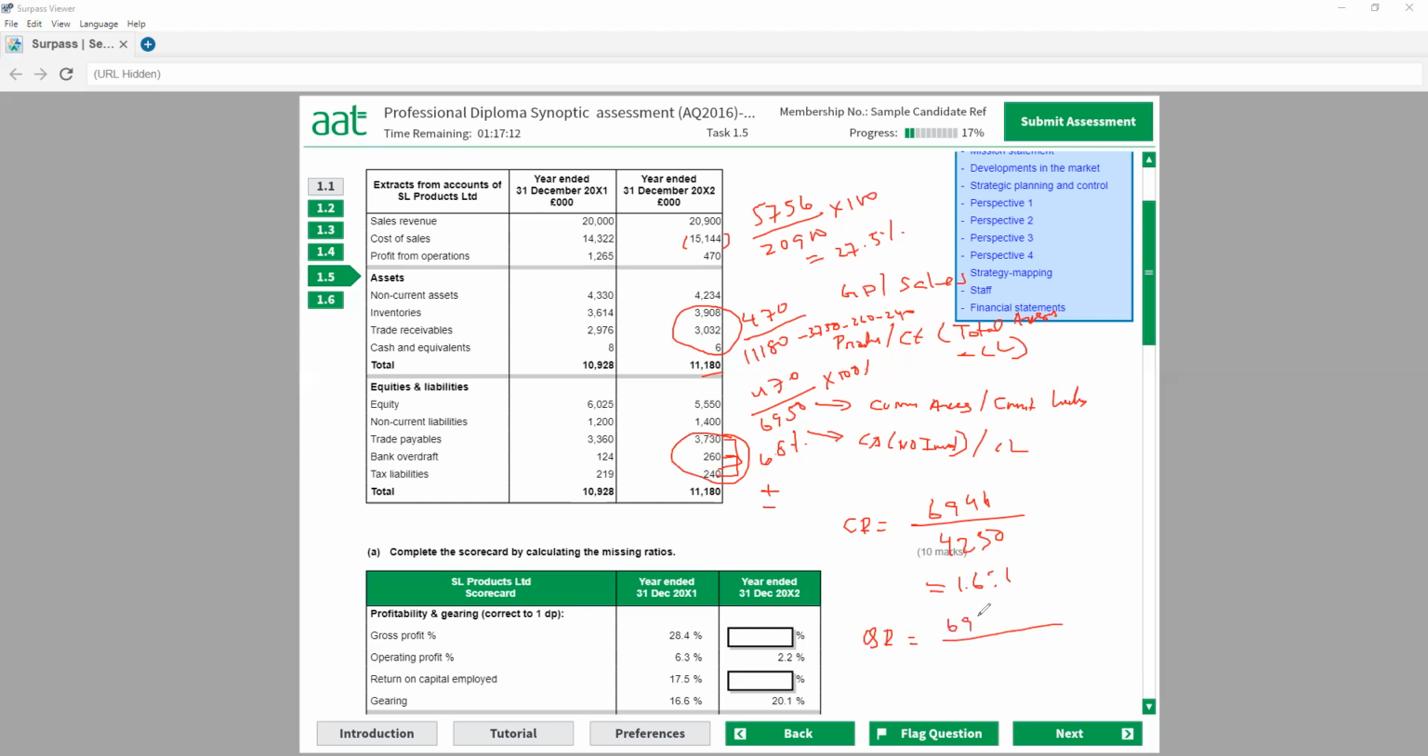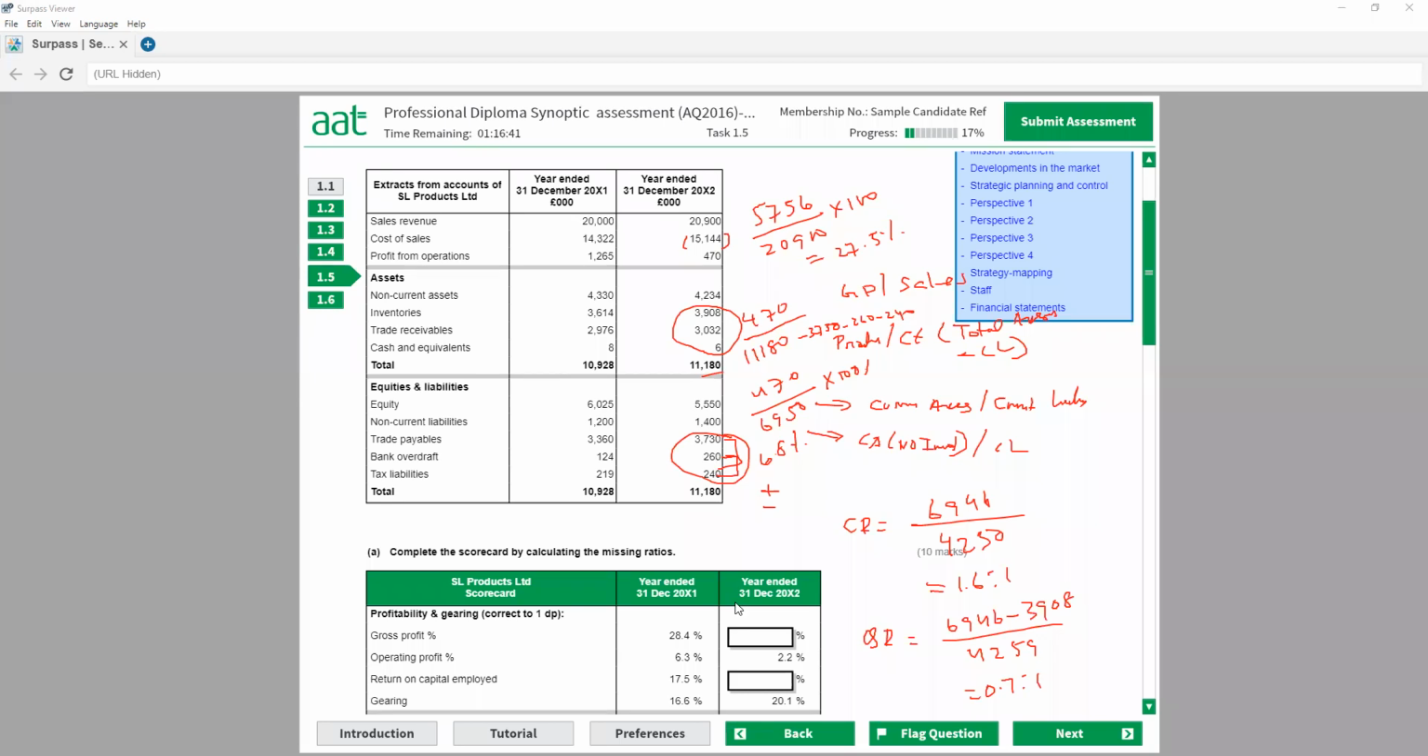And for the quick ratio, this time I'm going to minus the inventory. So 6946 minus the inventory, 3908, and the current liability is the same anyway. So 6946 minus 3908 divided by 4230 gives me 0.7 to 1. I think these are the workings.